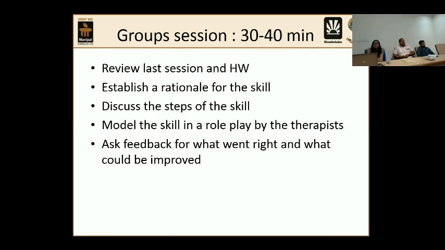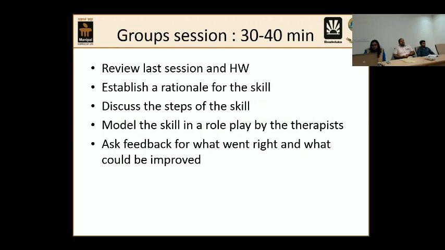And then we will start the session by talking about a new skill, establishing a rationale for the skill, and we discuss the steps which are needed for this particular skill. And as I said, there will be at least 3 PGs involved, and the skill will be demonstrated in a role play, sometimes a bad role play, sometimes a good role play, and the clients are asked what went right and what could be improved.